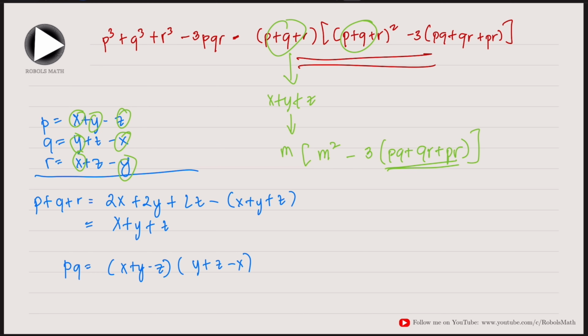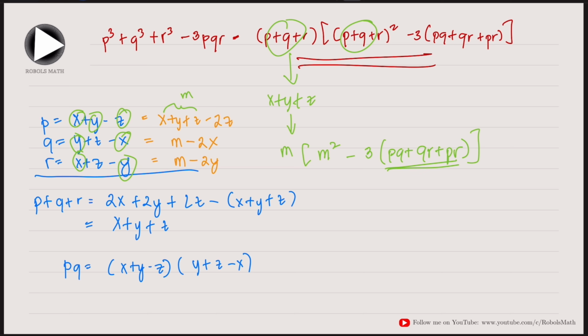Instead of multiplying a trinomial, I suggest that we write this p as x plus y plus z minus 2z, which based on our assumption, x plus y plus z is m. So we have p here as m minus 2z. We do the same for q. We have m minus 2x. And for r, we have m minus 2y.